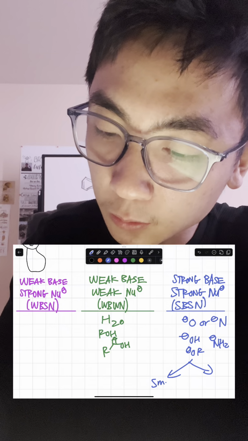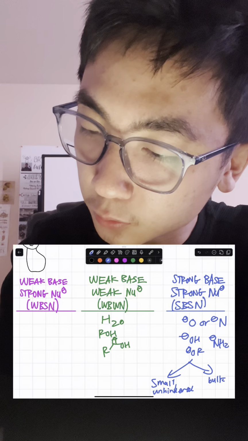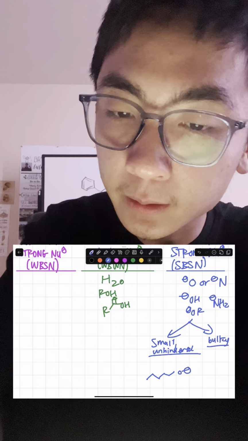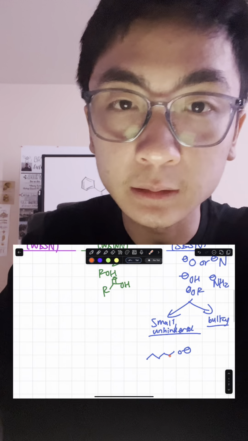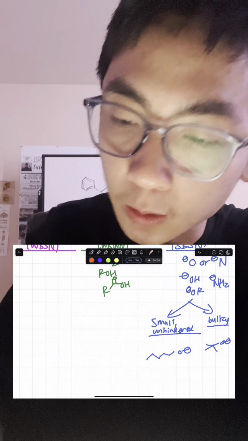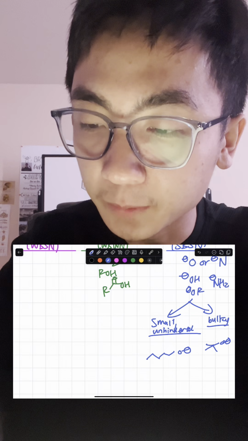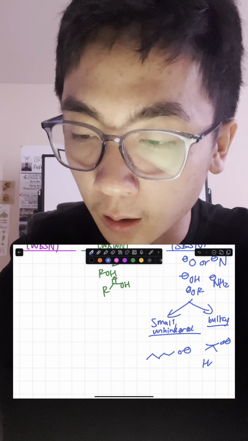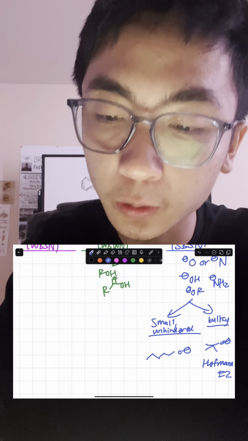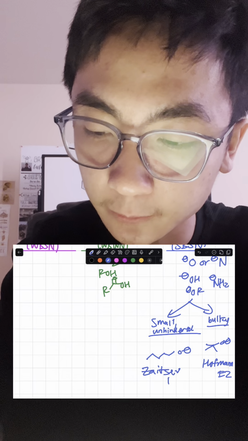There's a small or unhindered type, and there's a bulky or hindered type, where the small unhindered type is going to look something like this, where this carbon here directly attached to the oxygen is only attached to one branch, right? But when we have this carbon here that is attached to the oxygen attached to more than one branch, then that is considered a bulky base, which is going to lead to the Hofmann E2 reaction, whereas the unbulky or unhindered base is going to lead to the Zaitsev E2 reaction, right?